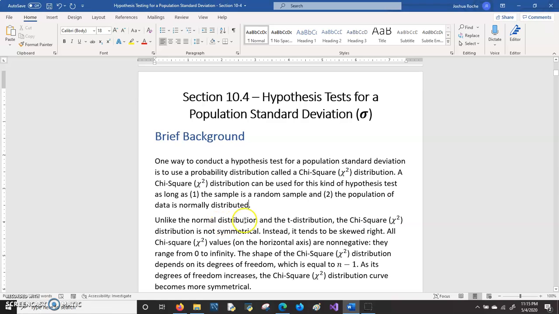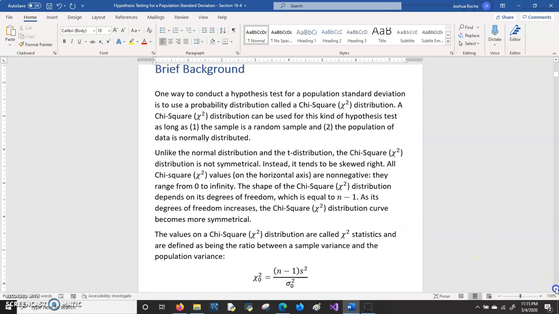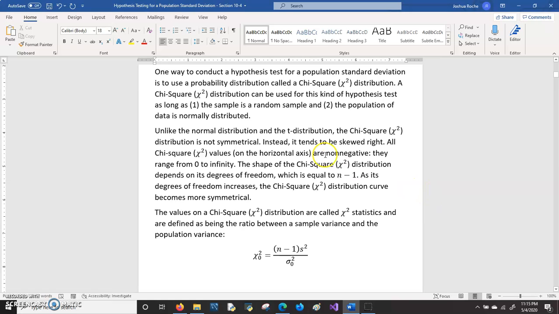Unlike a normal distribution and the t-distribution, the chi-square distribution is not symmetrical. It tends to be skewed right. All chi-squared values are non-negative. They range from 0 to infinity. The shape of the chi-square distribution depends on its degree of freedom, which is equal to n-1. As its degree of freedom increases, the chi-square distribution curve becomes more symmetrical.